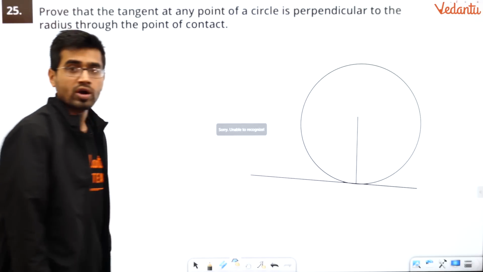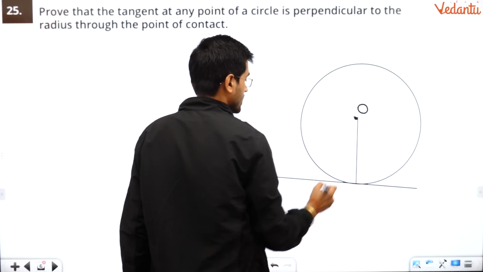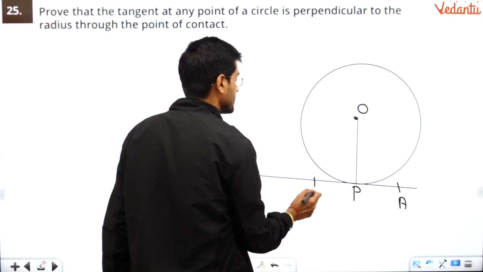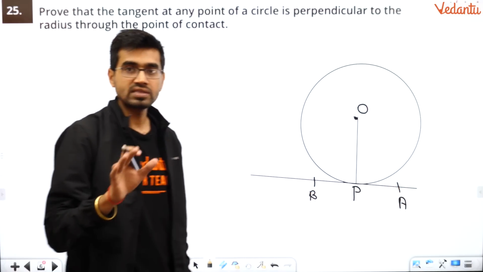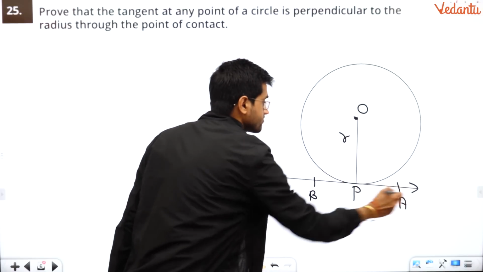Okay, we got it. Now you need to understand how I will do this. Consider this is point O, consider this is point P, consider this is point A, and this is point B. This is the radius and this is the tangent.